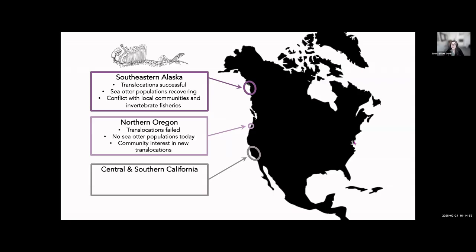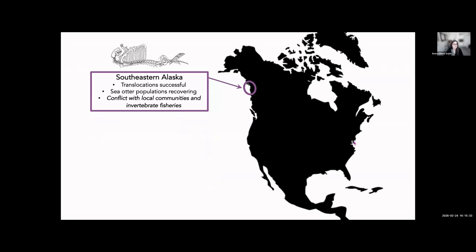Next, we'll go to Northern Oregon, the unceded ancestral homelands of the Tillamook and Clatsop peoples. This is a very different region from Southeastern Alaska. Translocations were attempted in Oregon, but they failed. So there are no established sea otter populations in the region today. But there are some grassroots efforts and interest in maybe trying to translocate sea otters to this region in the future. And then finally, Central and Southern California, where the sites we'll be looking at come from the ancestral homelands of the Chumash peoples. This is an area where translocations have had mixed success. In some areas, sea otter populations are recovering and doing quite well, and in other areas, they have not recovered yet.